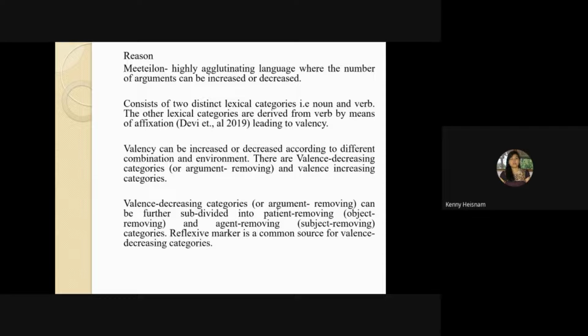So I will first start with the valence decreasing category. The valence decreasing category can be further divided into two types. One is the argument removing category, or the patient removing category. For the case of Manipuri, the reflexive marker is a common source for the valence decreasing category.